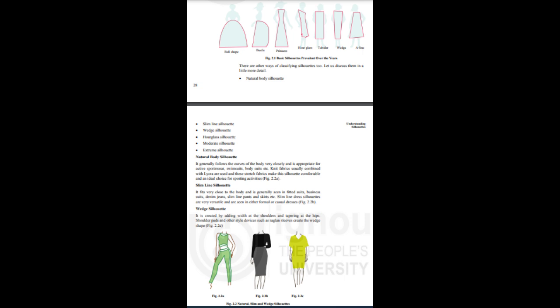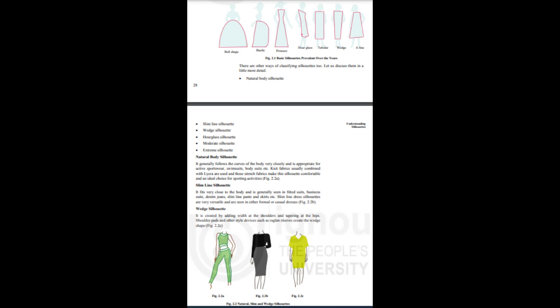Natural body silhouette. It generally follows the curves of the body very closely and is appropriate for active sportswear, swimsuits, bodysuits etc. Knit fabrics usually combined with lycra are used, and these stretch fabrics make this silhouette comfortable and an ideal choice for sporting activities. Fig. 2.2a.